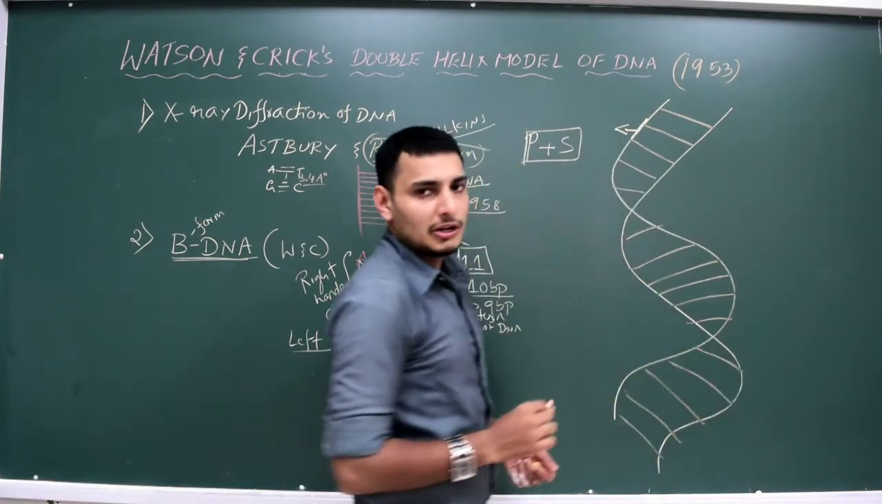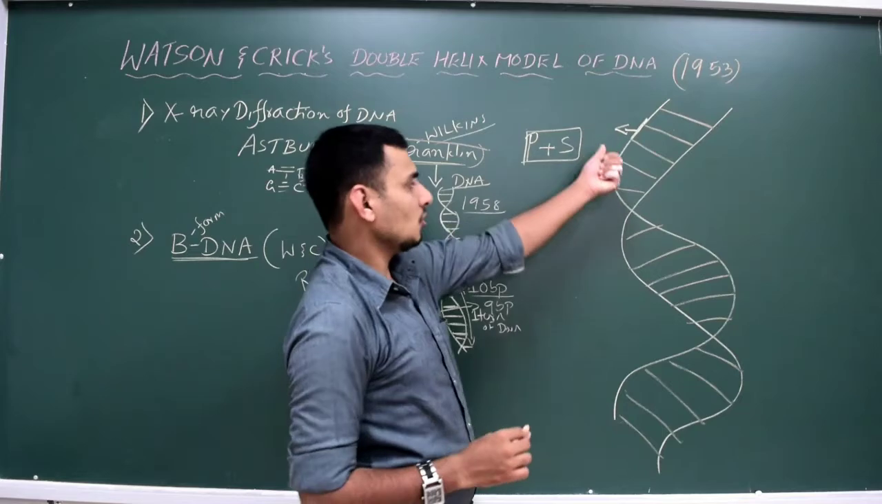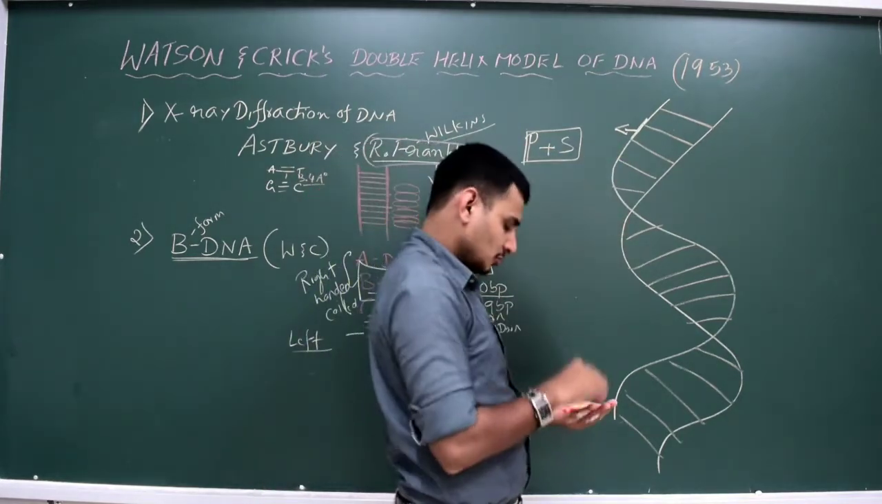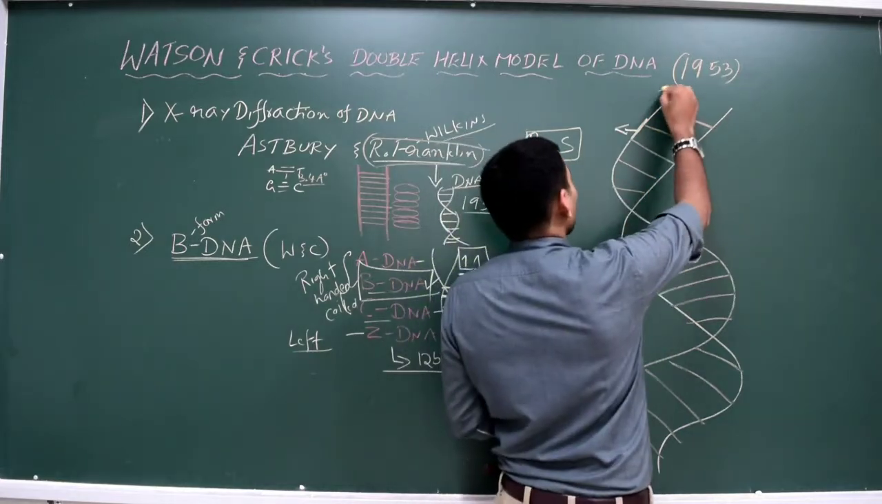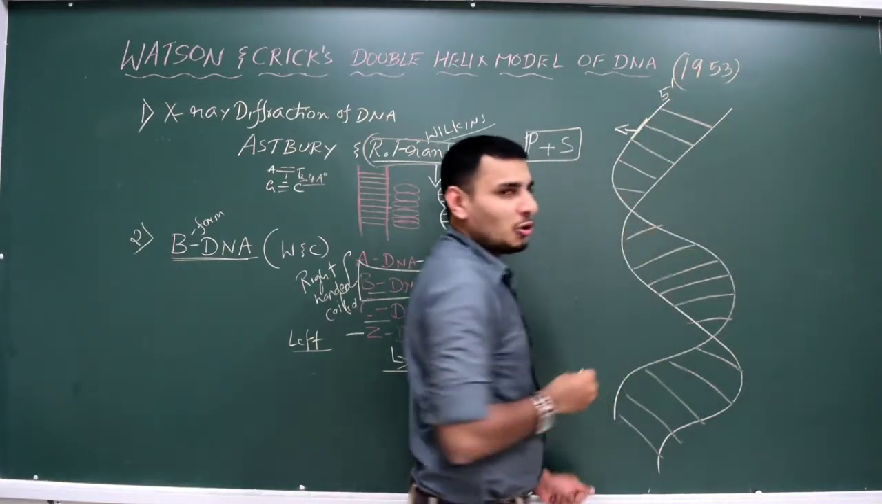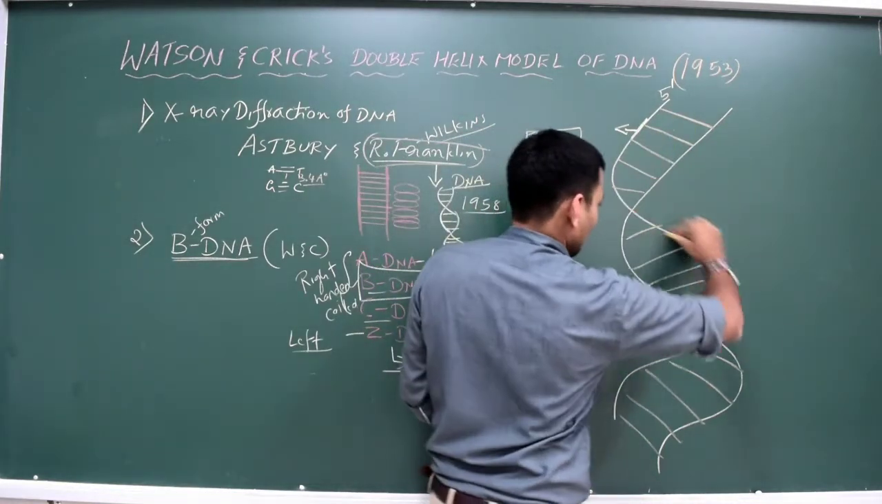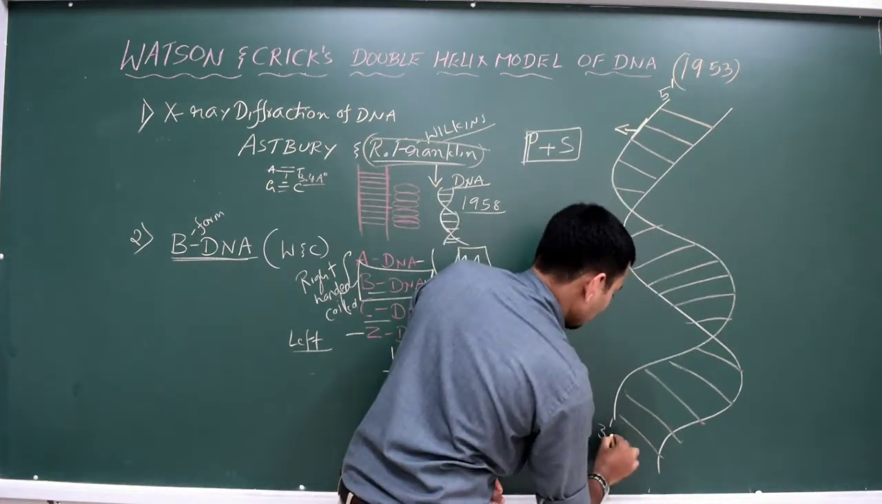It has two polynucleotide chains, or two strands, with phosphate and sugar as the backbone. That is the first point. And it has 5 prime to 3 prime polarity. Normally I pronounce 5 dash, both are correct.